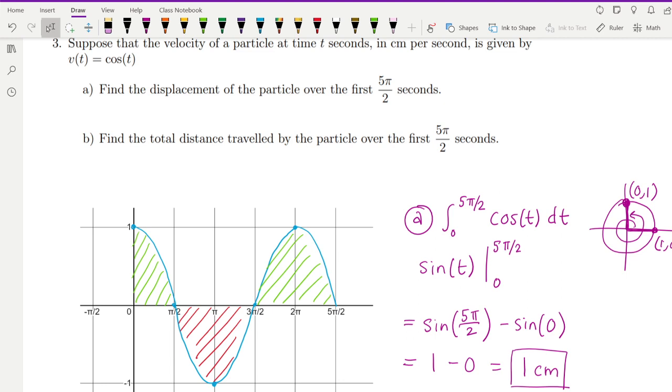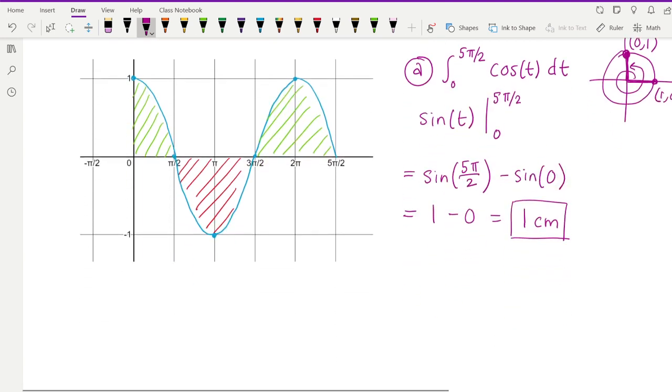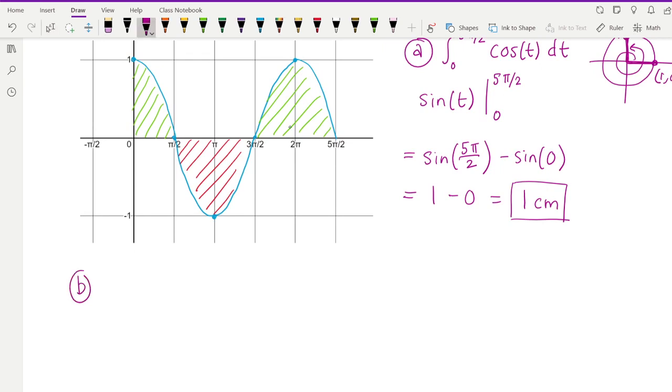And so to find the total distance traveled, we basically want to make sure that this part of the graph that lies below the t-axis is actually counted as positive instead of as negative. So the technical way of writing that would be this. The integral from 0 to 5 pi over 2 of the absolute value of cosine of t, because basically we want to force this graph to be positive, right? We want to look at it as if it was like this.